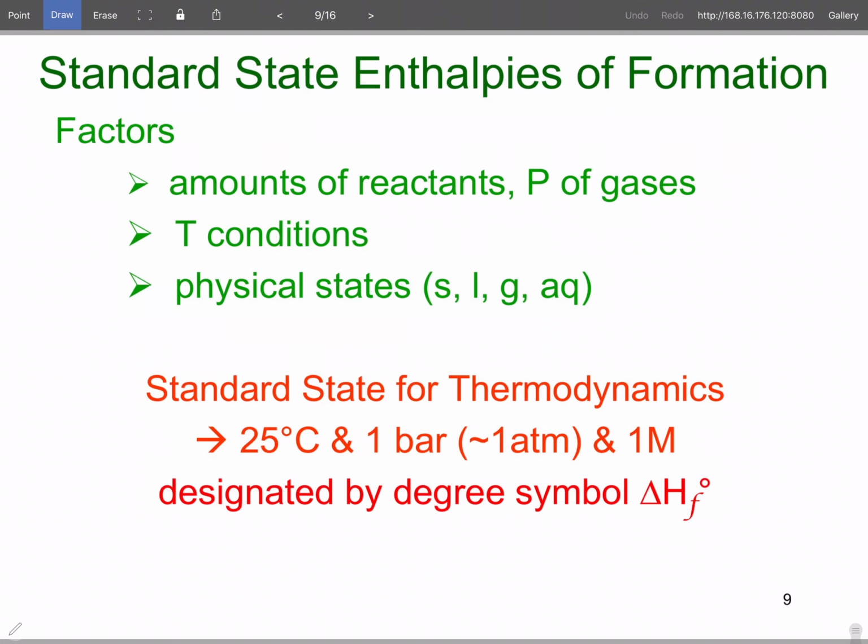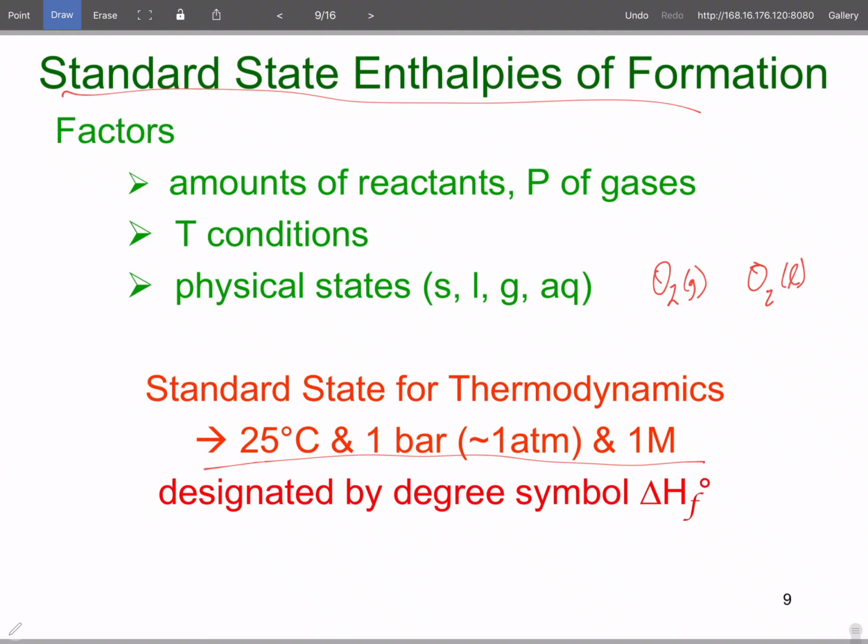Okay, so let's real quick talk about standard state enthalpies of formation. You have to worry about the amounts of reactants or gases, temperature conditions, and the physical states. Because the formation of elementals like O2 gas would be 0. However, if you have O2 liquid, which yes you can, then that's not going to be 0 because that's not the standard state.